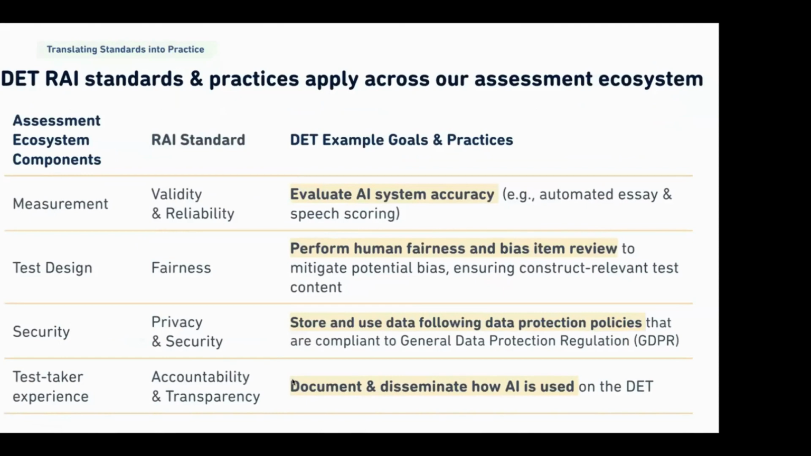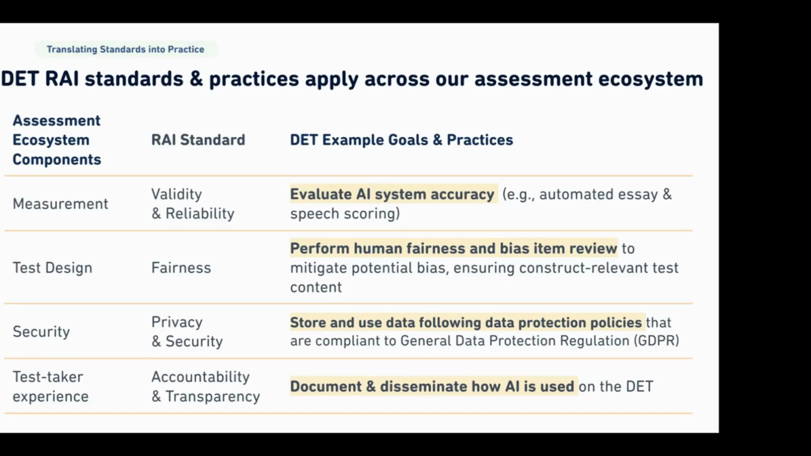And so the Duolingo responsible AI standards and practices apply across our assessment ecosystem. And the ecosystem includes, of course, test design, measurement, security, as well as the test taker experience. Just some high-level examples: responsible AI standard for validity and reliability, how does that relate to measurement? Well, I've mentioned this a few times. One example is to evaluate the AI system accuracy. And with regard to test design and fairness as the standard, to perform human fairness and bias item review, mitigating any potential bias and making sure that the item is construct relevant, right?